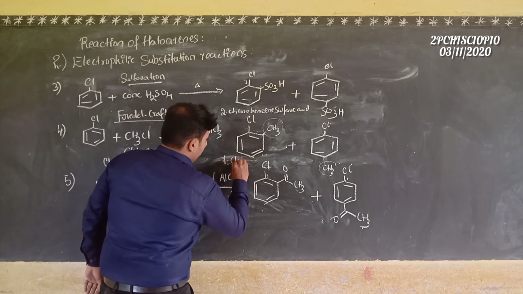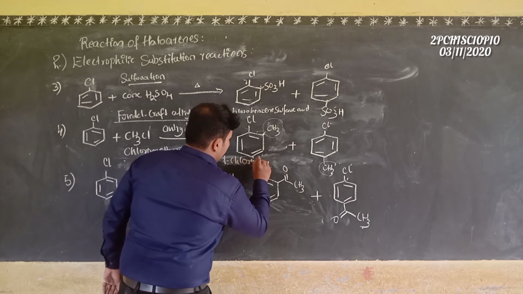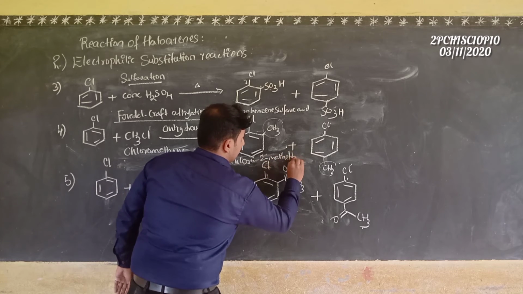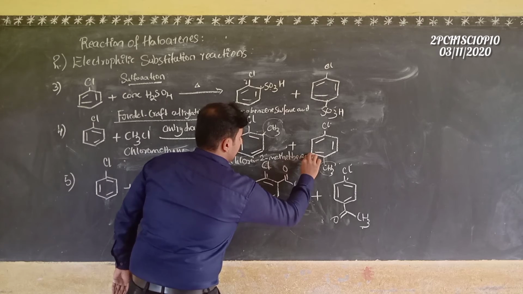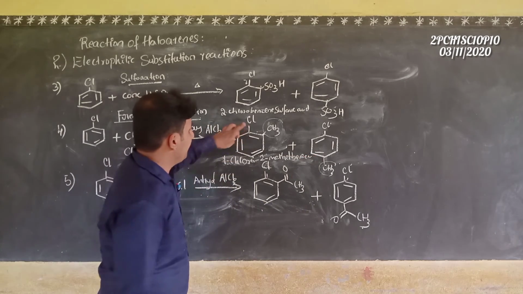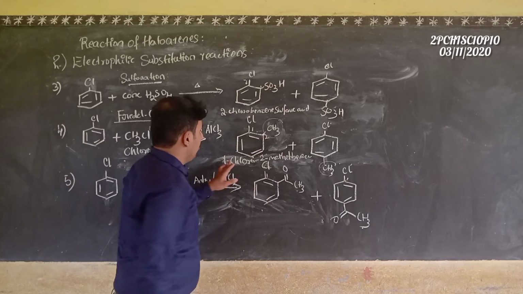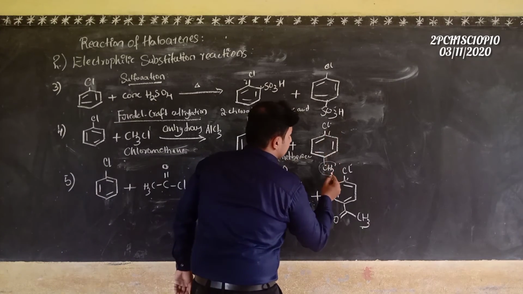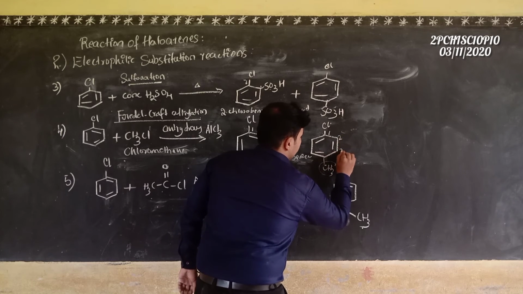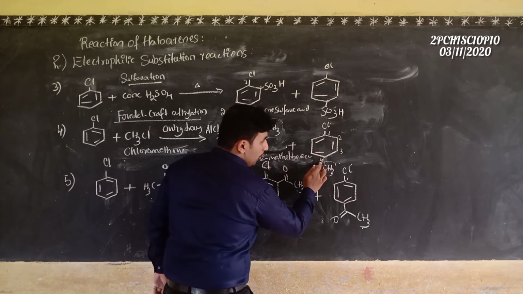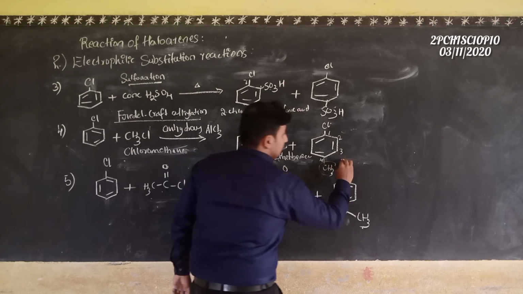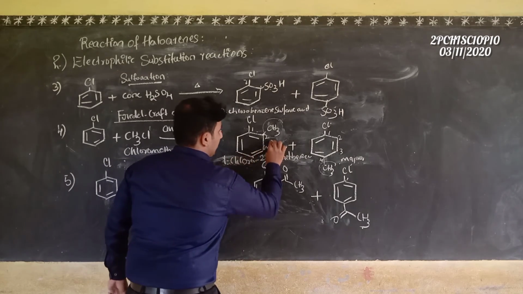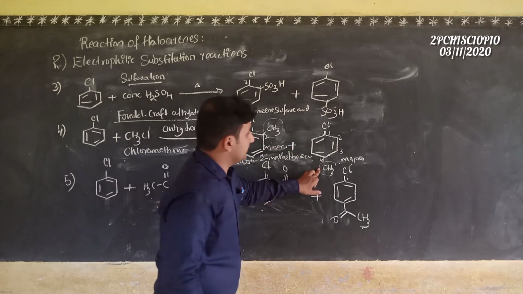One is this, 1-chloro, 2-methyl benzene. And the name of this compound is, 1, 2, 3, 4, see, 1-chloro, 4-methyl benzene. This is the major product. And this one is the minor product. What is the name of this compound?